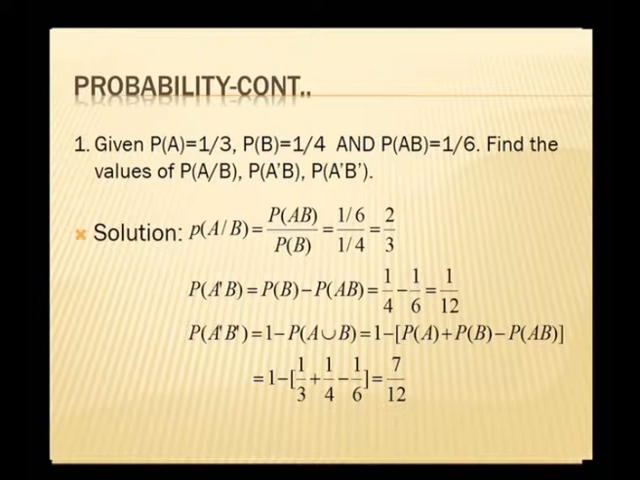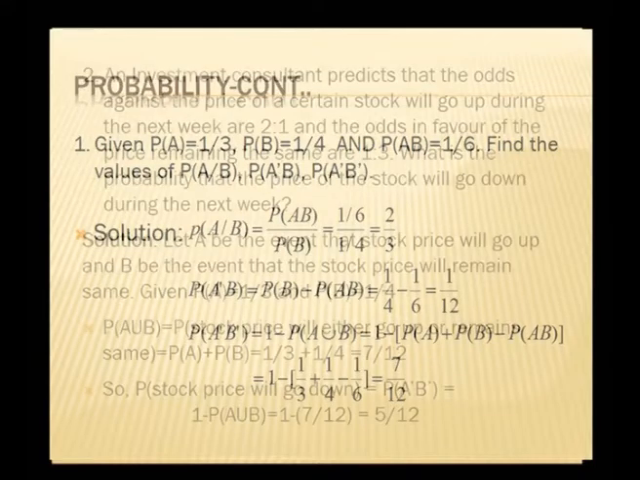Next one, P of A dash into B dash. Here we have to use the De Morgan law, where you can write this as 1 minus P of A union B, and by addition theorem this P of A union B is given by P of A plus P of B minus P of A into B. Now, we are given P of A to be 1 by 3, P of B to be 1 by 4 and P of A into B we got to be 1 by 6. So, if you simplify, you get 7 by 12.